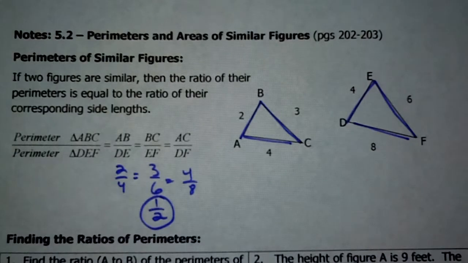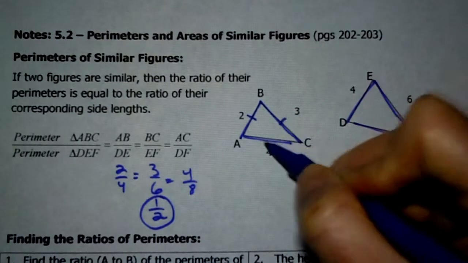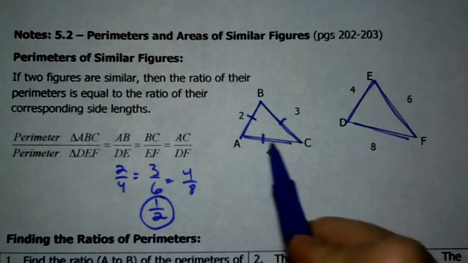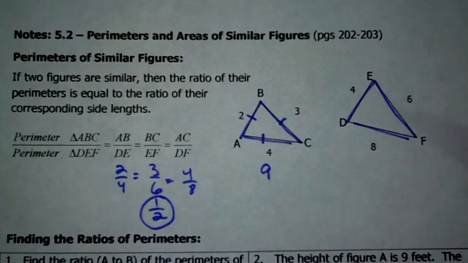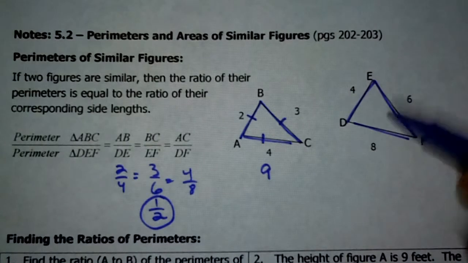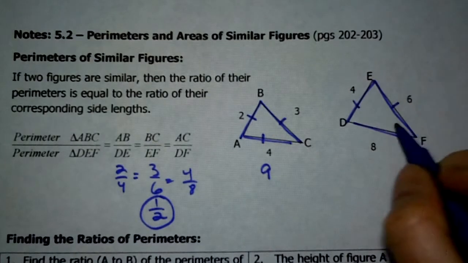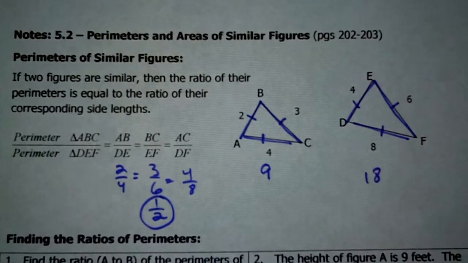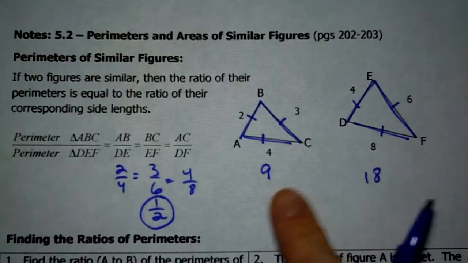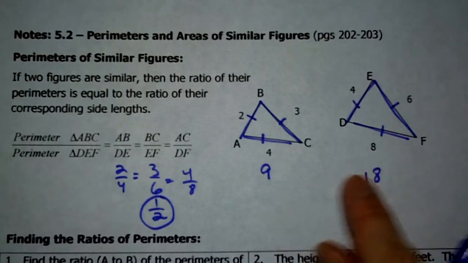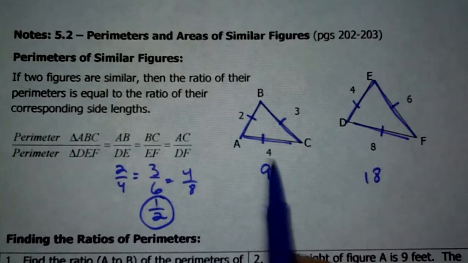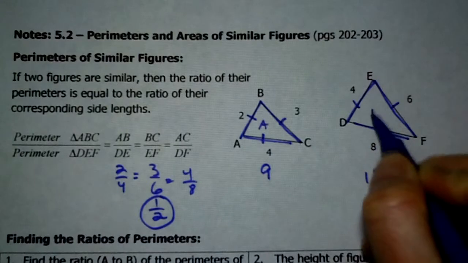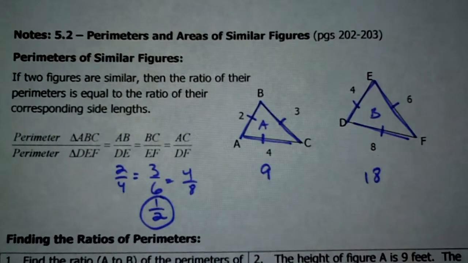And what's kind of cool about that, if you look at this first triangle ABC, if you found the perimeter, 2 plus 3 is 5 plus 4 is 9. The perimeter of this second triangle would be 4 plus 6 is 10 plus 8 is 18. What's half of 18? 9. So the ratio of the perimeters for these two particular triangles is 1/2, because we'll call this triangle A and this triangle B, and triangle A is 1/2 of B. So that's how you can use that.